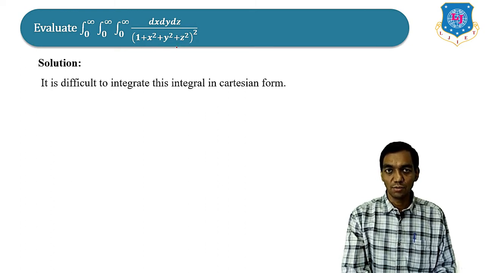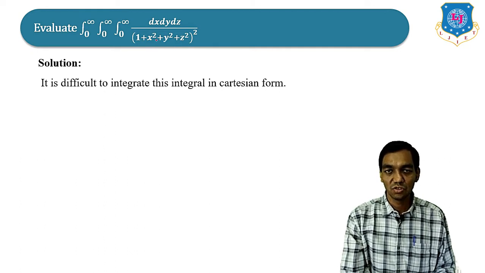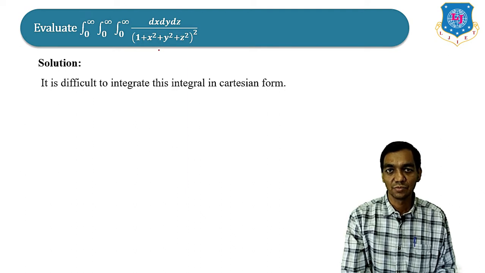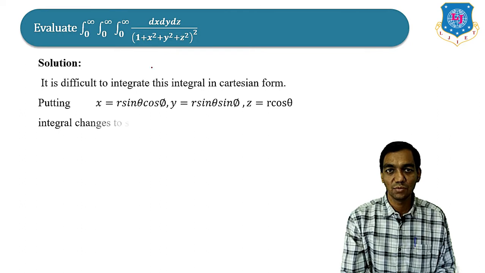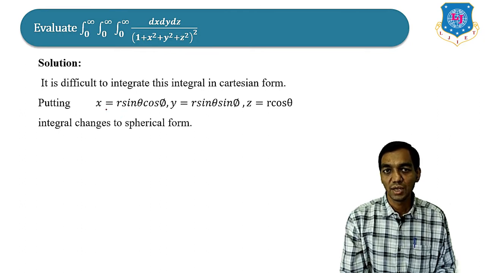Correct? Now, if you are going to integrate this directly with respect to x or y or z, then this function is not directly integrable. So, what we are going to do is reduce this to the spherical coordinate form. So, x is equal to r sine theta cos phi, y is equal to r sine theta sin phi, and z is equal to r cos theta.